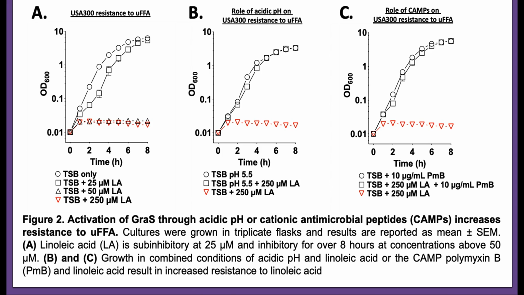However, if we combine the other innate immune conditions found on human skin, acidic pH, seen in Figure 2b, or polymyxin B, seen in Figure 2c, we're able to grow the bacteria at very high concentrations of linoleic acid, 250 micromolar. This is interesting as the bacteria will face all of these conditions at the same time, and its ability to respond to acidic pH and cationic antimicrobial peptides and upregulate unsaturated free fatty acids pathways is a novel finding, and we're very excited about this.